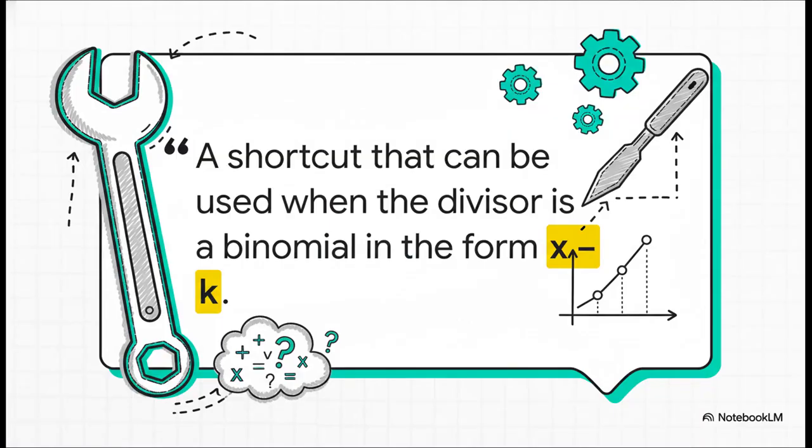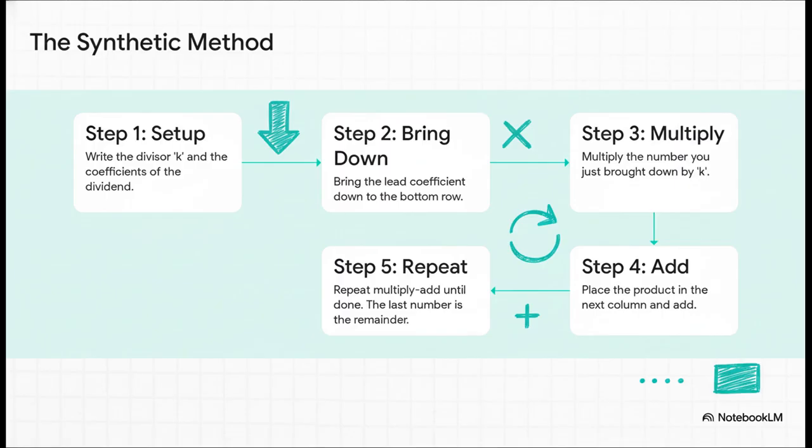But here's the catch. Synthetic division is a specialist. It only works in a very specific situation, when you're dividing by a simple linear factor, like x minus k. That just means your divisor is simple, like x minus 2 or x plus 5. So, while long division is your universal tool, synthetic division is the precision scalpel you pull out for the right job. And you can see immediately why it's so much faster.